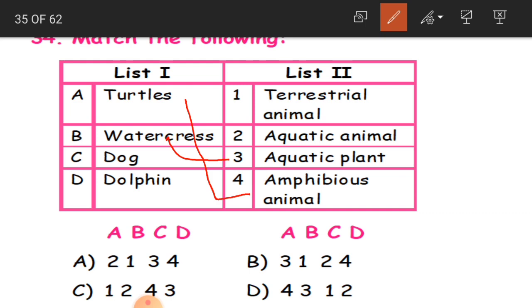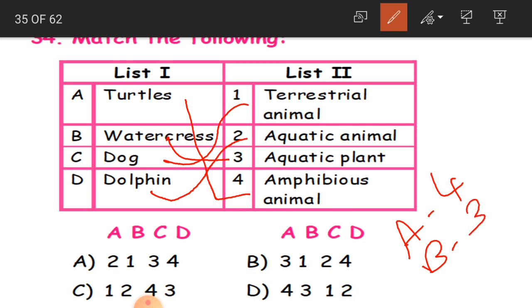And dog is a terrestrial animal. So C matches with 1. And what is left over? D. That is dolphin. What is it? It is an aquatic animal. So what will be our answer, children? A is 4, B is 3, C is 1 and D is 2. So where do we find this? In option D. So that is why D is the correct answer.